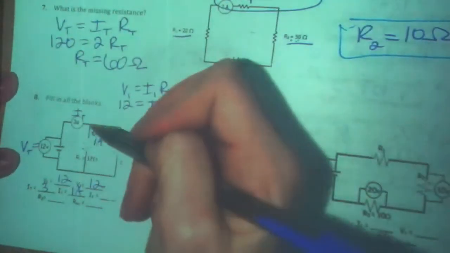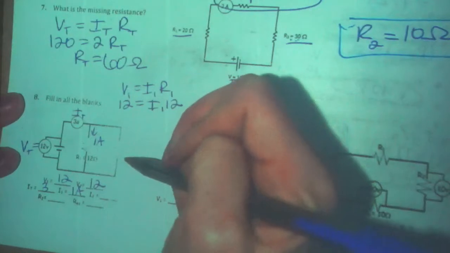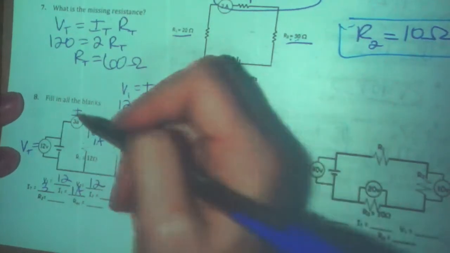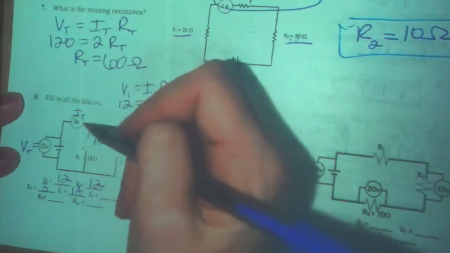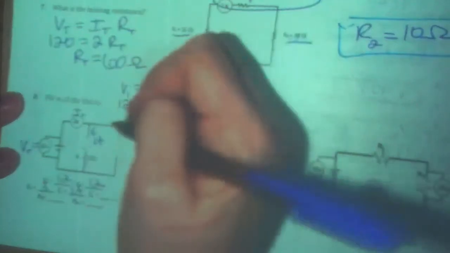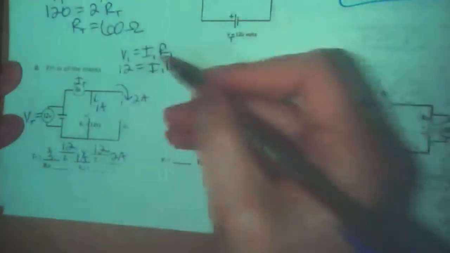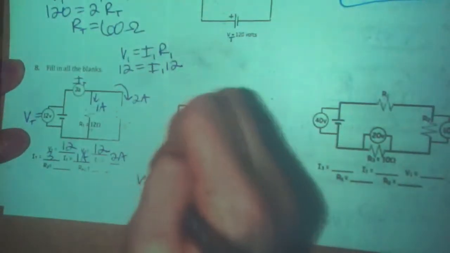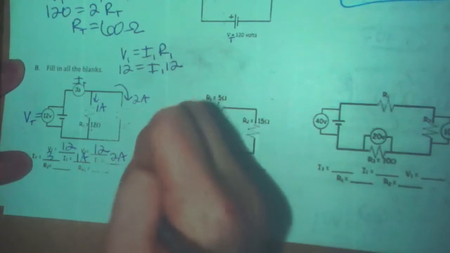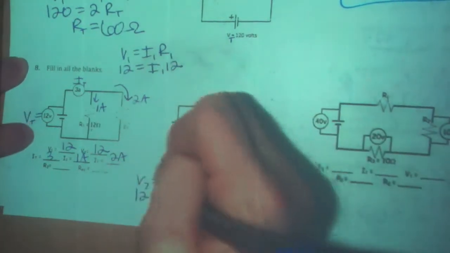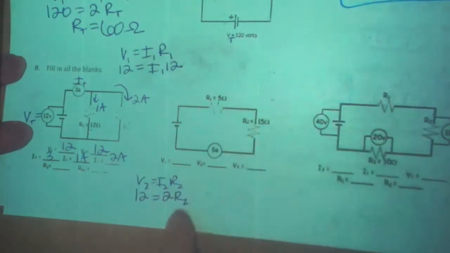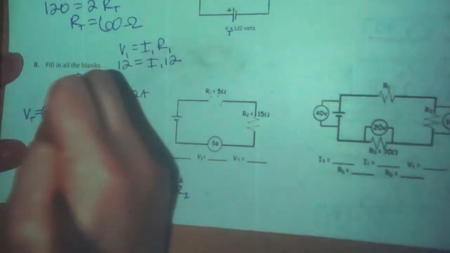And then I don't know the resistance, so I can't plug into V equals IR, but I do know that my individual currents add up to the total. So I have 3 amps right here, and 1 amp goes this way. That means that what's left is 2 amps right here. So then I would plug in V2 equals I2 R2. Voltage drop 2 is 12. Current 2 is 2 amps. Divide over, that gives me an R2 of 6.